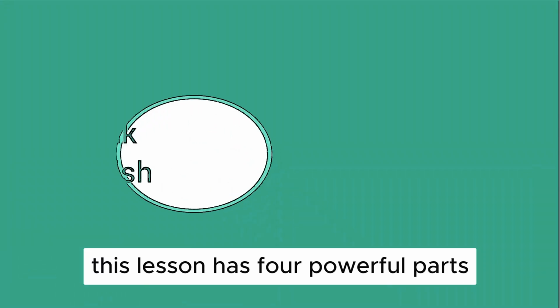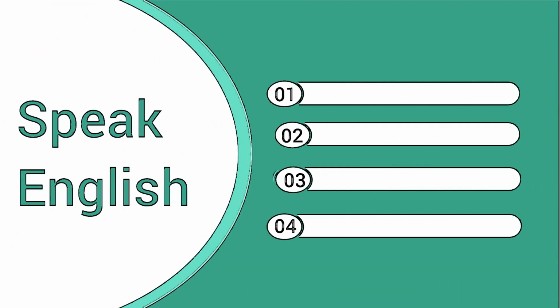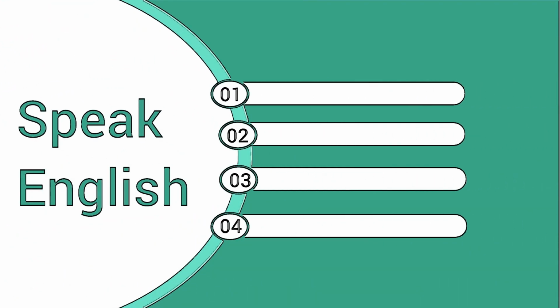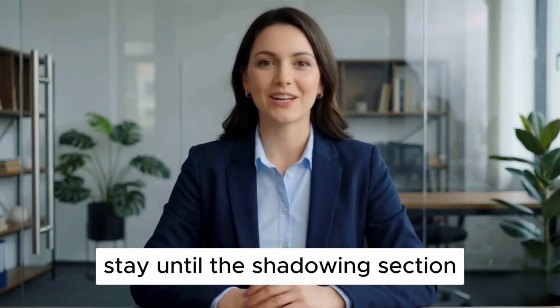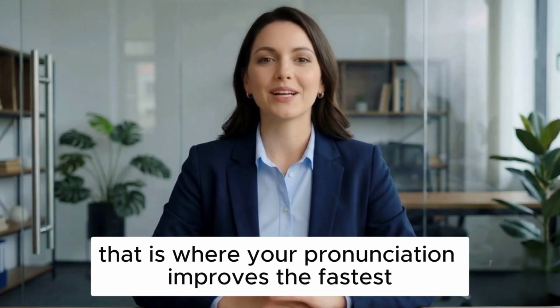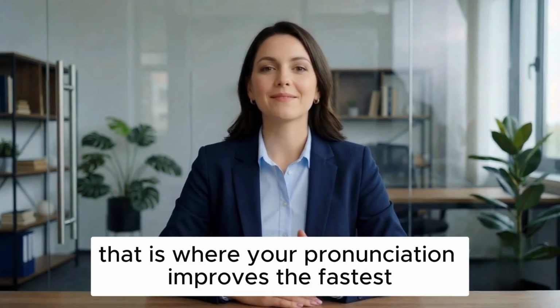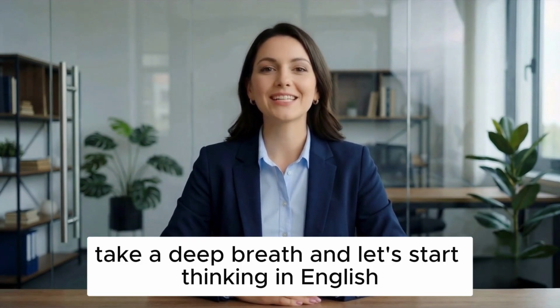This lesson has 4 powerful parts. Part 1. Listening practice. Part 2. Vocabulary. Part 3. Listen and answer practice. Part 4. Shadowing practice. Stay until the shadowing section. That is where your pronunciation improves the fastest. Take a deep breath, and let's start thinking in English.